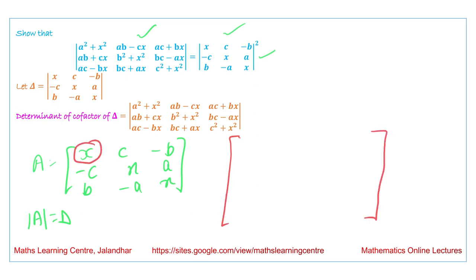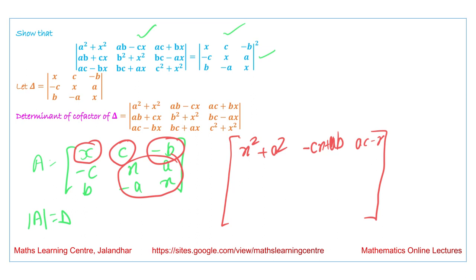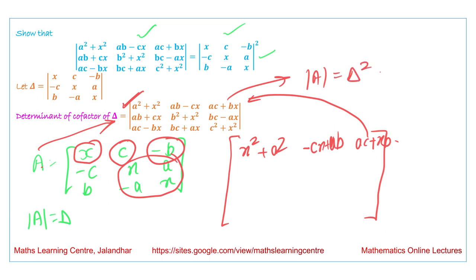The cofactor corresponding to x will be x square plus a square. Then corresponding to c, that will be minus cx plus ab. Next, corresponding to minus b, that will be ac minus xb. This is a plus xb. Likewise, we will obtain these results over here, and this is basically the cofactor matrix corresponding to this matrix A. So the determinant of this matrix will be equal to delta square, and this is what we have to prove.